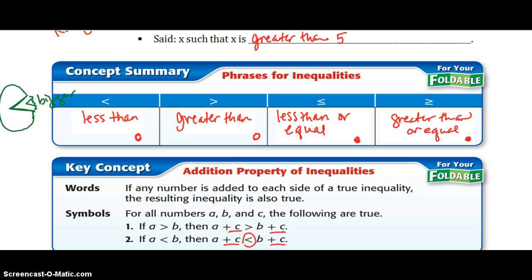So if you don't like Pac-Man, you can think of it as an alligator. I'm not very good at drawing an alligator, something like that. There'd be his eyes, there'd be his nose, his teeth. The alligator wants to eat the bigger number.